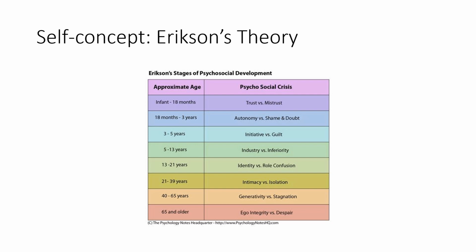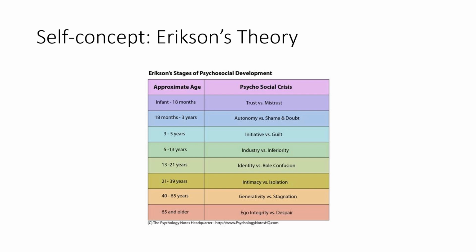21 through 39, intimacy versus isolation. A lot of people are very committed to their relationships at this time. 13 to 21 is like friends and knowing who you are. 21 through 39, we're usually trying to find a partner, we're trying to settle down, we're trying to have kids, we're trying to do all those types of things in that particular time in life.